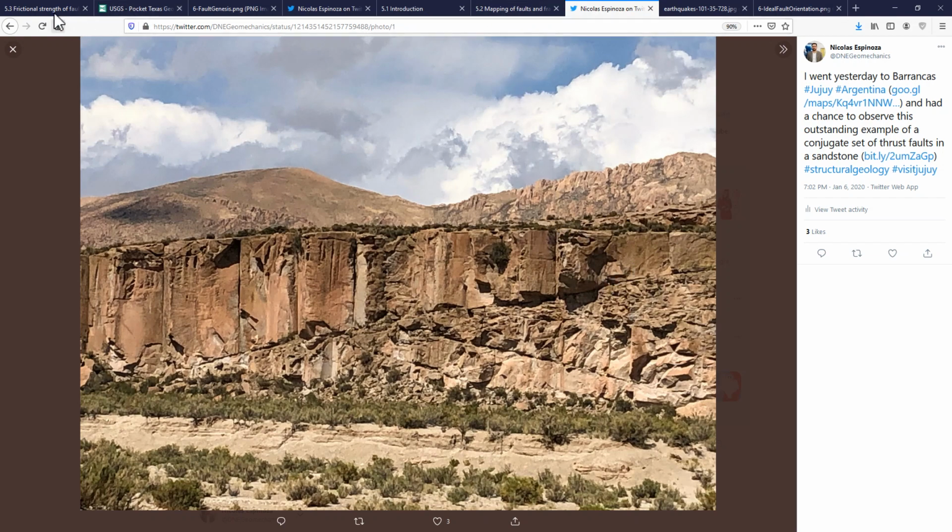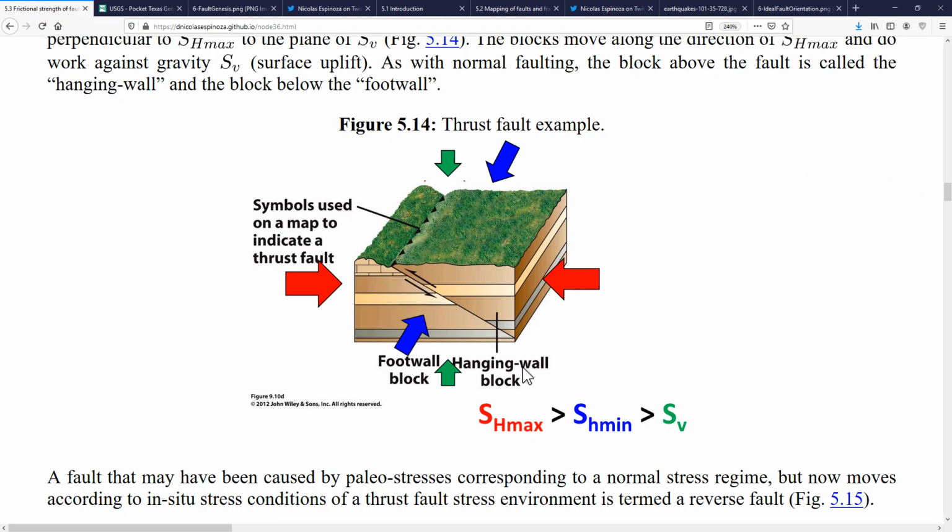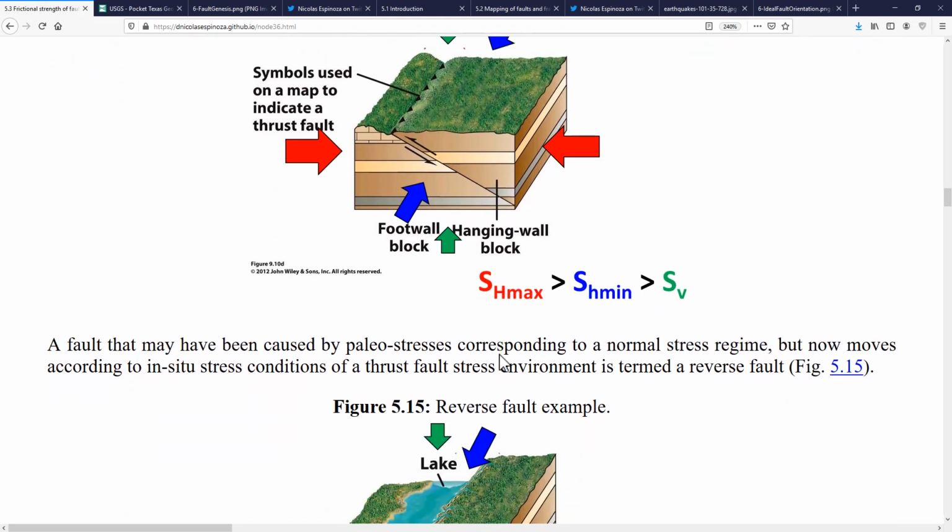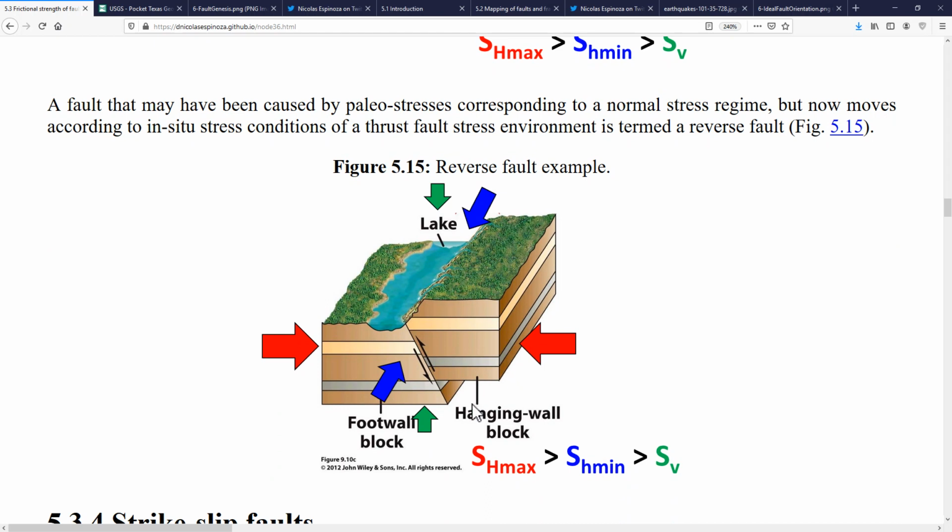All right, so let me come back over here. There is a special case of these thrust faults, which is called a reverse fault, in which you may have a normal fault, which is relatively steep, but that formed a long time ago under normal conditions, but now we have the stress that has changed over time, and what formed the fault is not the stress that I have right now, and in this example I have a switch of the stresses.